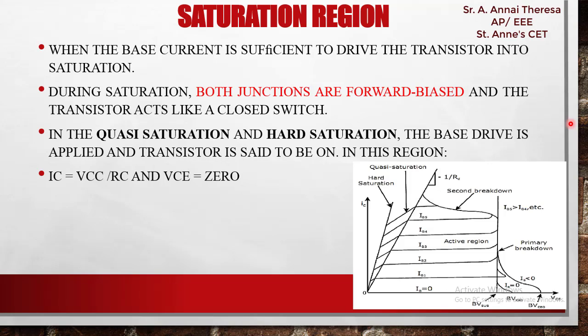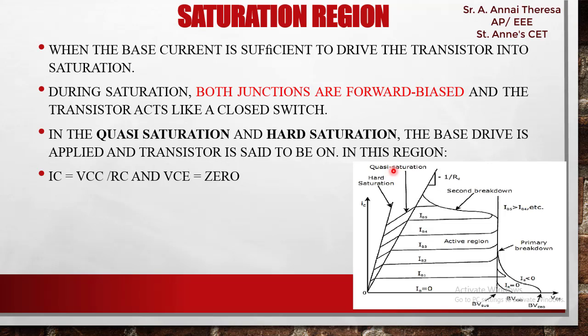Next region, saturation region. When the base current is sufficient to drive the transistor into saturation, this region comes into picture. During this saturation, both junctions, that is collector base junction and emitter base junction, are forward biased, and the transistor acts like a closed switch. In this region again there are two types: quasi saturation region and hard saturation region. You can see one by one.